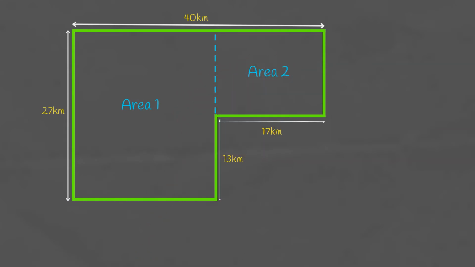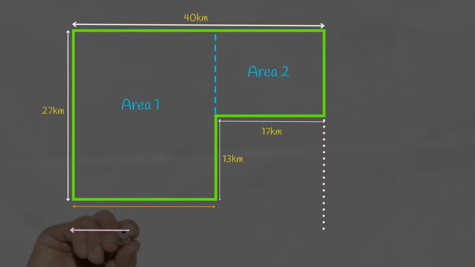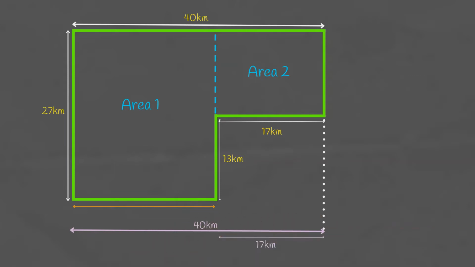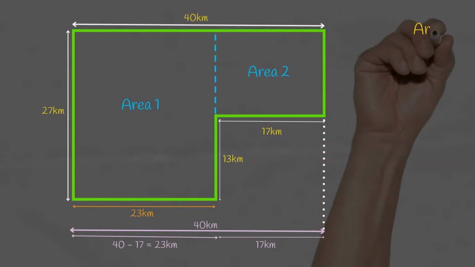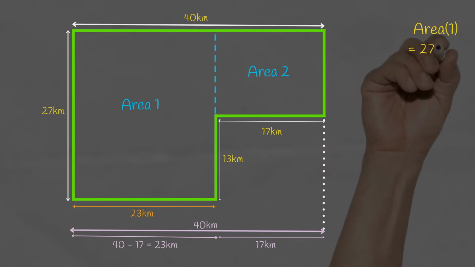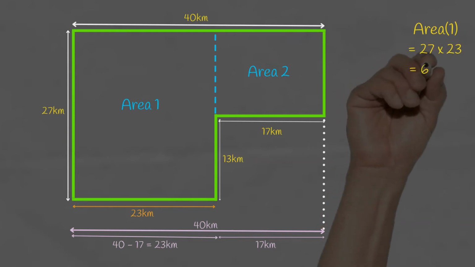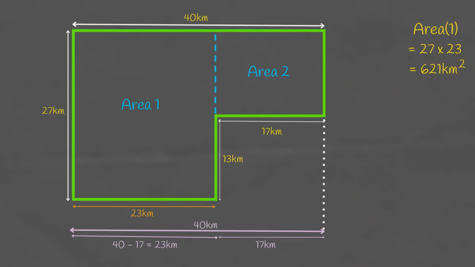Well, for Area 1, we know the length, 27 kilometres, but we don't know the width here. However, we know this distance here is 40 kilometres, and we know this distance is 17 kilometres. Therefore, we can work out the width by subtracting 17 from 40, which gives us 23 kilometres. So now we can work out Area 1, which is 27 times 23, so it's 621 kilometres squared.